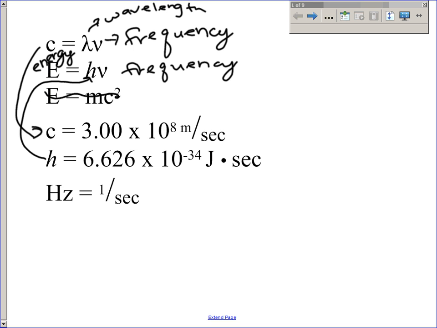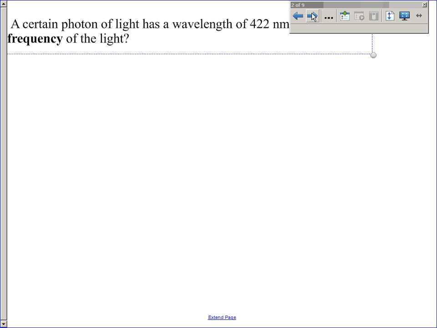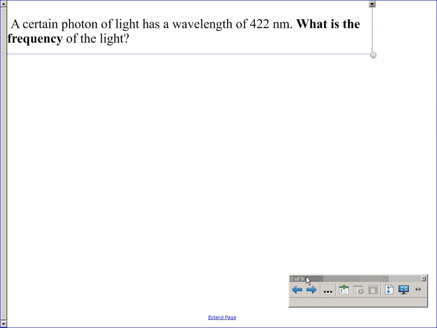We're not going to use this equation. We're only going to use those first two and the two constants. All right, so let's work our first problem. A certain photon of light has a wavelength of 422 nanometers. What is the frequency of this light?